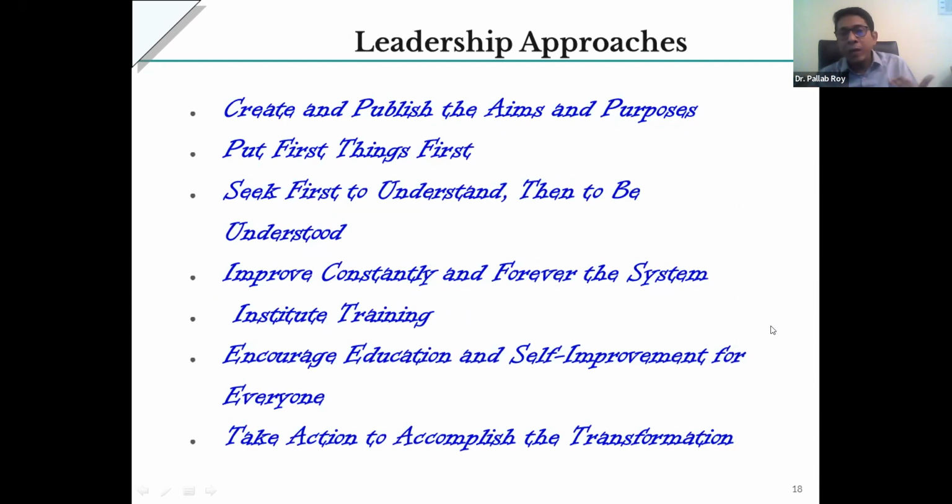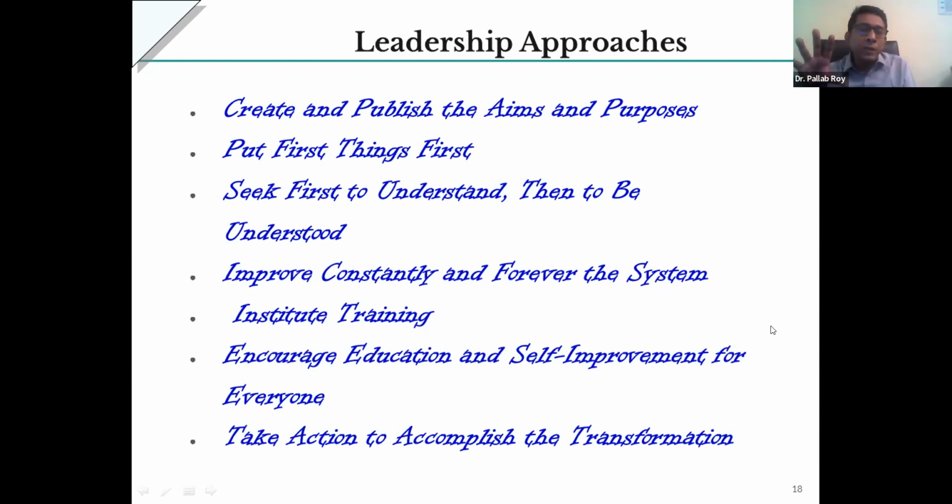Let them know what you are trying to do, how you are trying to do it, and why. Put first things first. So you prioritize what should be done first, and it should be logical why you are doing it. Then seek first to understand, then to be understood.